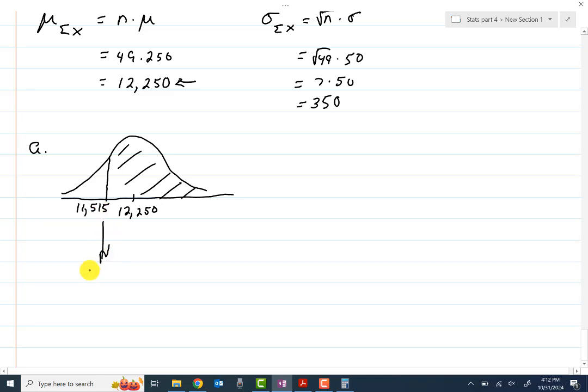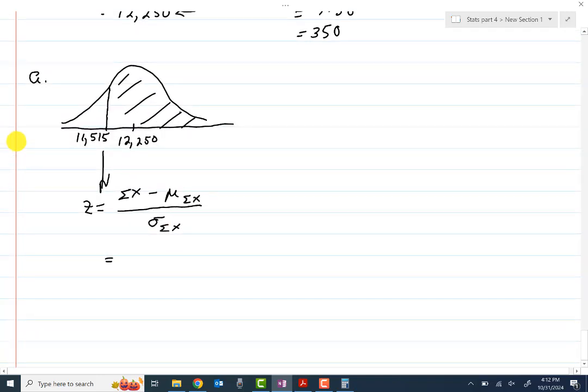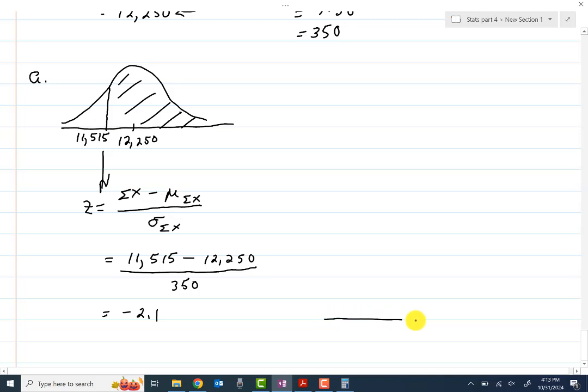Let's get our z-score. Let me put in my numbers. The sum of x, that's the 11,515. The mu sub sum of x is the 12,250. Divided by 350. Negative 2.1.